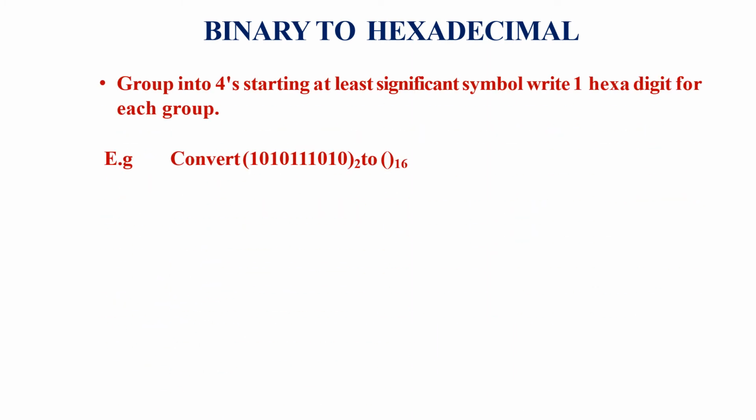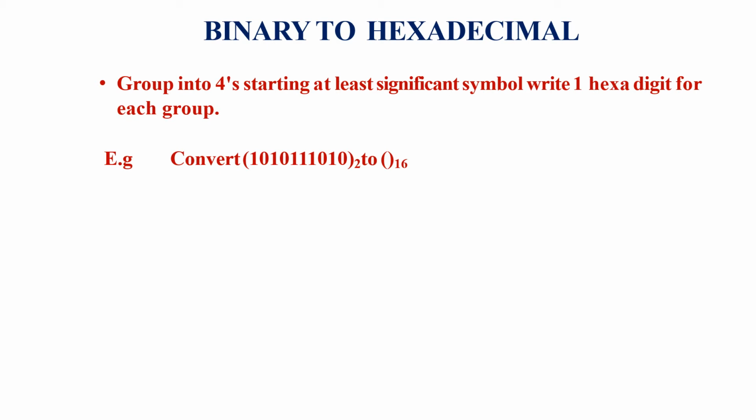Next one, binary to hexadecimal. In the previous case, for the given binary, we grouped into 3, 3. But here, since it is binary to hexadecimal, we have to group into 4. And again, where do we have to start? We have to start from the LSB bit. So say for example, this is a given binary number. Why is it binary? Because the base is 2. So the conversion is 2 to base 16, which means conversion is from binary to hexadecimal.